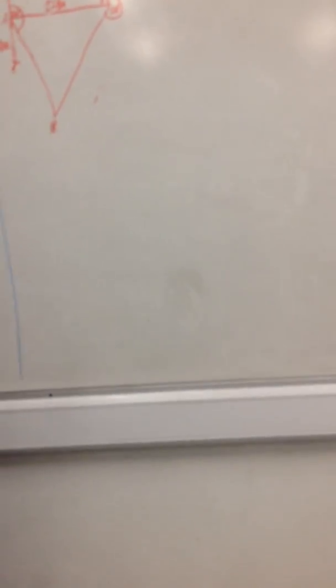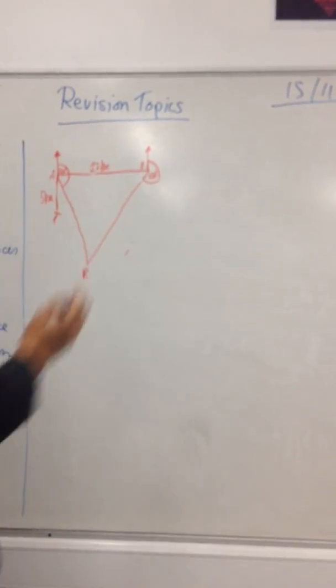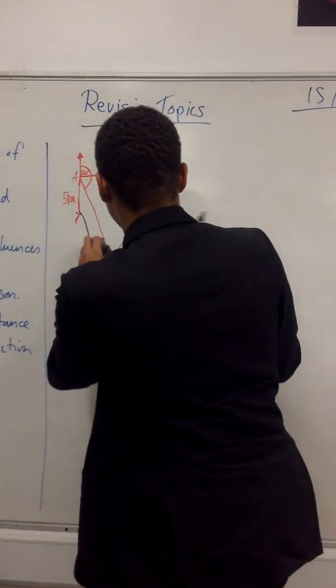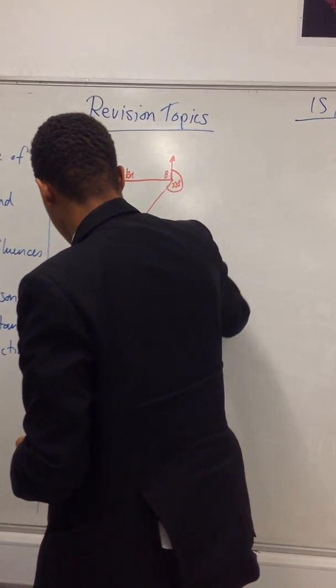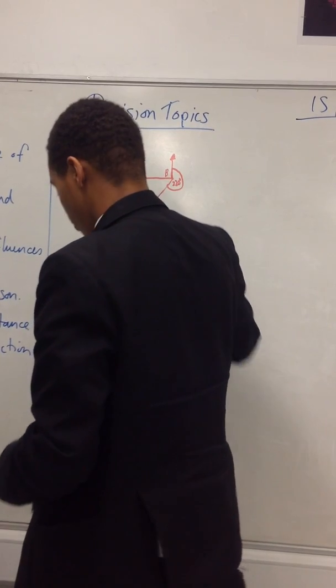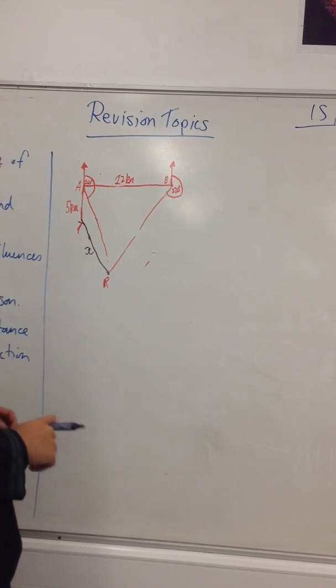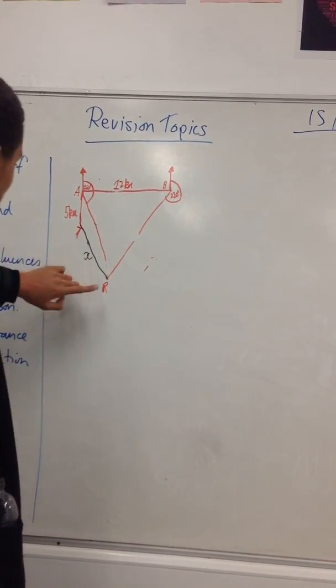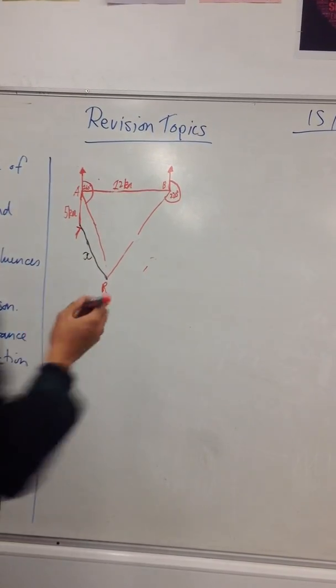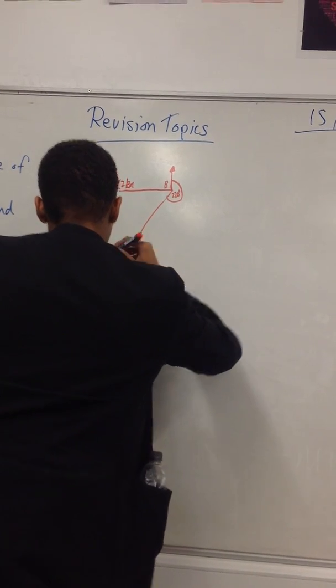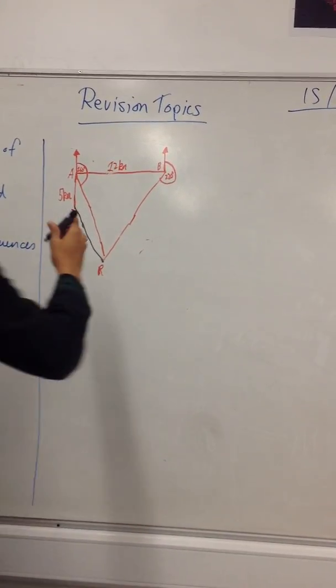Okay, so what the question is asking is the shortest distance from T to R, which is here. So I'll just draw it in, and we'll call it X. The first step you need to do to get this length is to get this length here, which we will call Y.